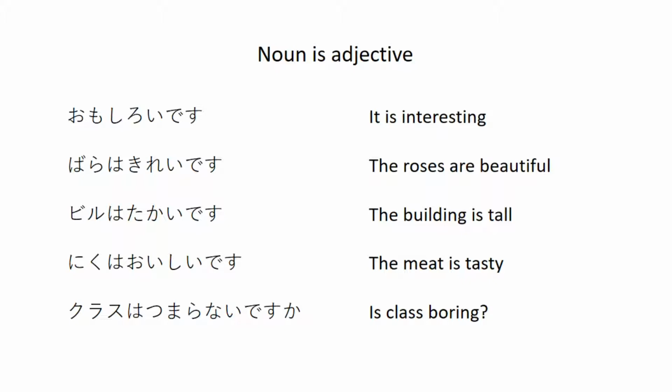In the first sentence you could say omoshiroi desu ka? In the second sentence, bara wa kirei desu ka? Are the roses beautiful? Biru wa takai desu ka? Is the building tall?